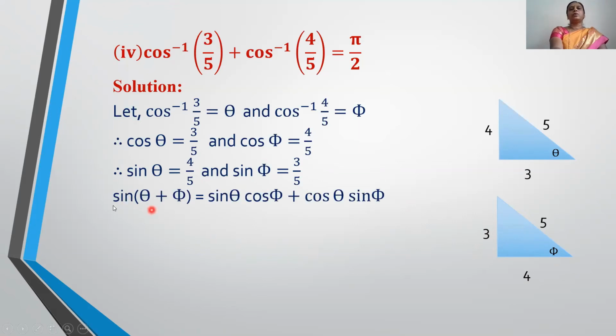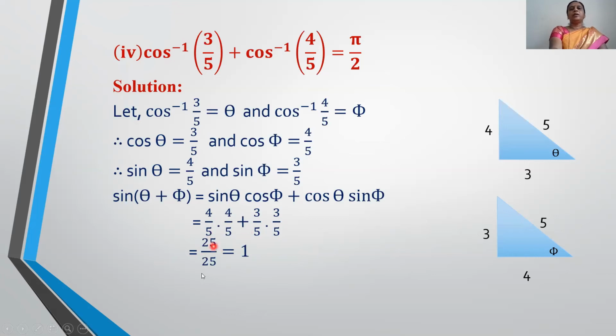Then we will use the formula sine of theta plus phi is equal to sine theta cos phi plus cos theta sine phi. Now you keep the values of sine theta, cos phi, cos theta and sine phi in this equation. We will get 4 by 5 into 4 by 5 plus 3 by 5 into 3 by 5. The value of sine theta is 4 by 5, cos phi is 4 by 5, cos theta is 3 by 5, and sine phi is 3 by 5.